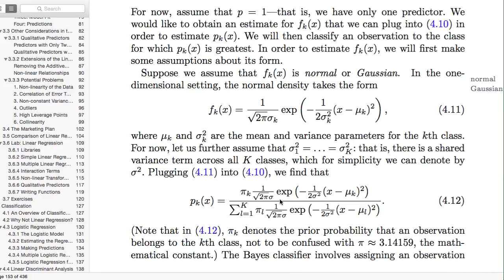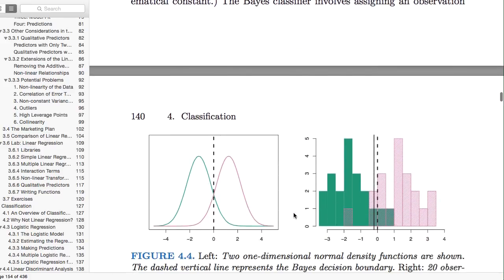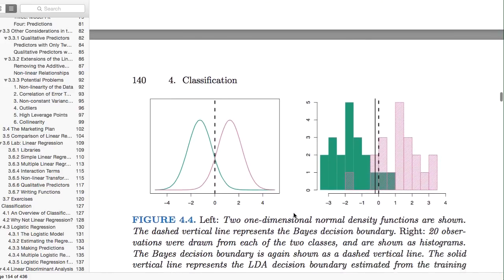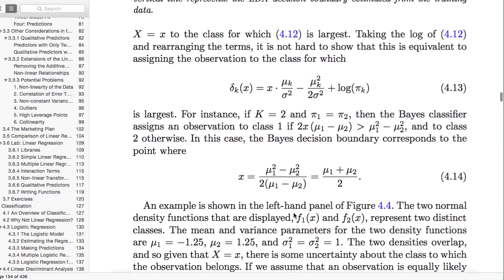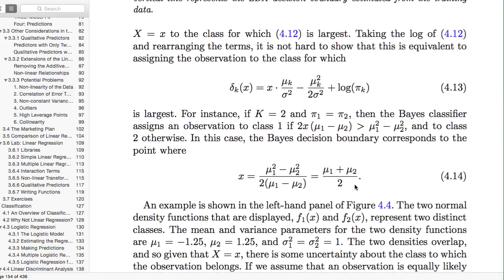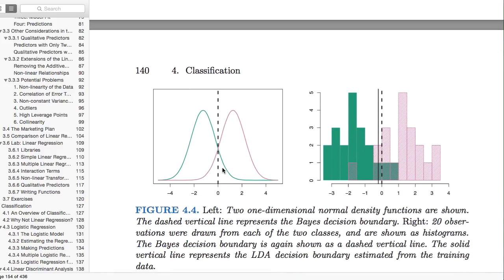Excuse me, f sub k of x here and f sub l of x here to get the probability. And what we're going to get is a very good approximation to a Bayes classifier. What we're going to get is very simply, as a decision boundary, the two means added together and divided by 2, which is going to give us this decision boundary.